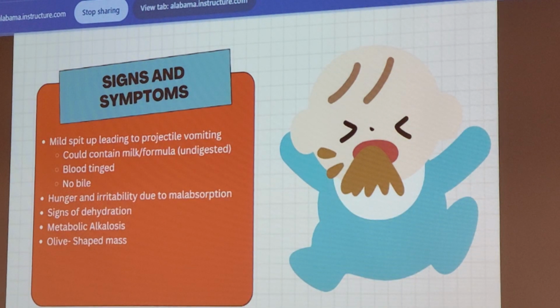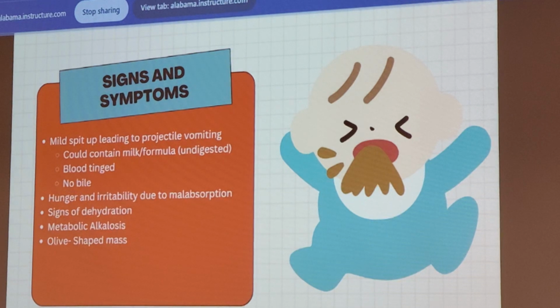Like we said, projectile vomiting. I would probably highlight that if I were you. It could be a little bit of milk, breast milk, or formula that's really undigested, and you'll see that in their projectile vomiting. There could be a little blood tinge in there as well. It's been so violent that it's causing some irritation within the esophageal or stomach lining. You're really not going to have any bile, because it hasn't had a chance to digest or secrete bile to further break down that breast milk or formula.